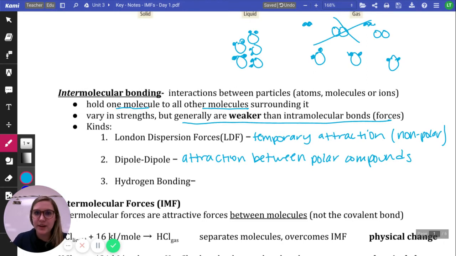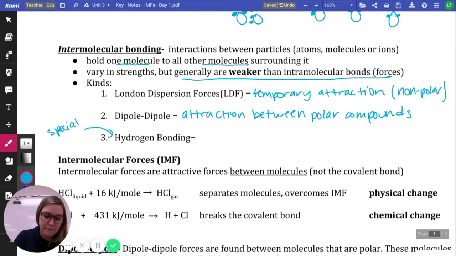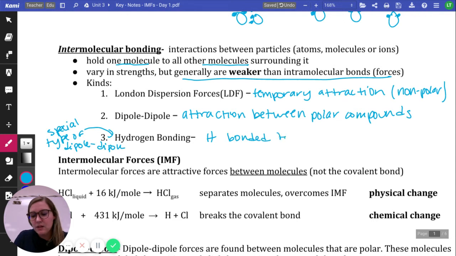And finally, last but not least, hydrogen bonding. Hydrogen bonding is a special form of dipole-dipole. Hydrogen bonding occurs between hydrogen when it is bonded to fluorine, oxygen, or nitrogen. It's the only time we have hydrogen bonding. And obviously, since it's a special type of dipole-dipole, they also have to be polar compounds.